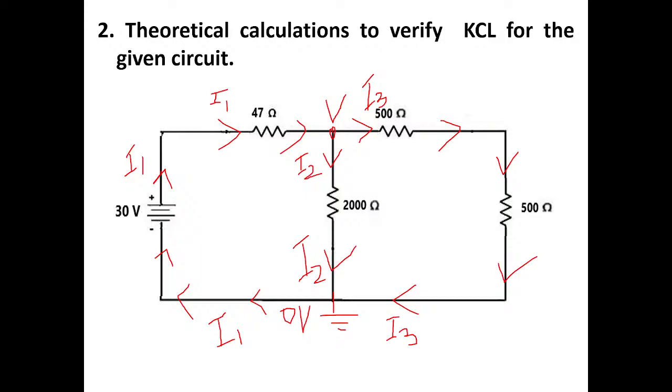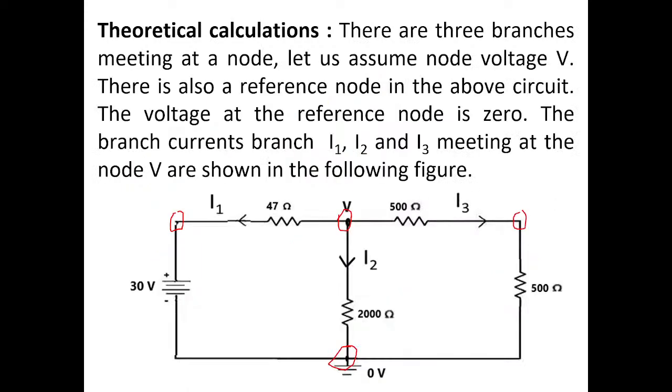Of course, there are 4 nodes in this circuit, but I have considered only those nodes wherever current is dividing or adding up. So there is one node V and another node of 0 volts. That node is known as the reference node. You can see in this diagram the node voltage V, and the reference node voltage is 0 volts. What are all the branch currents that are there? I1, I2 and I3 branch currents.